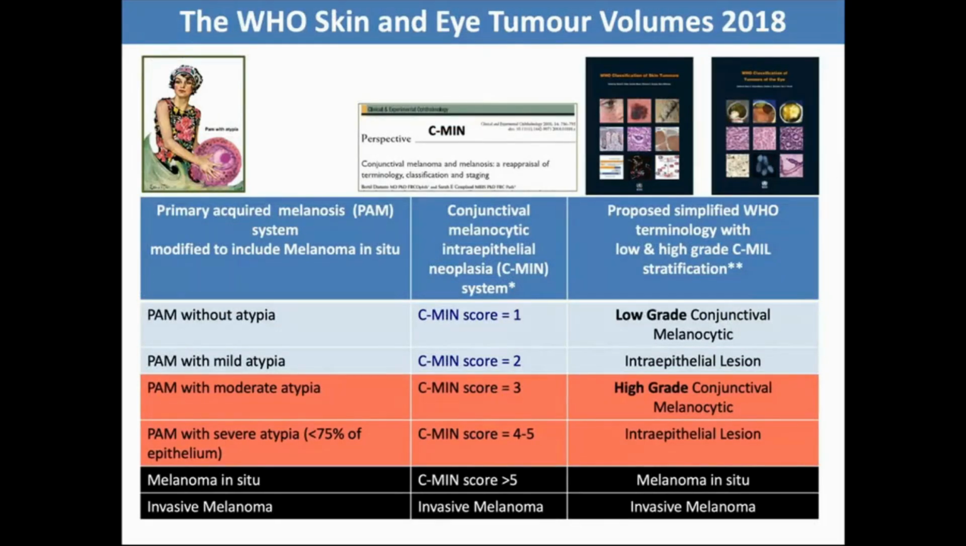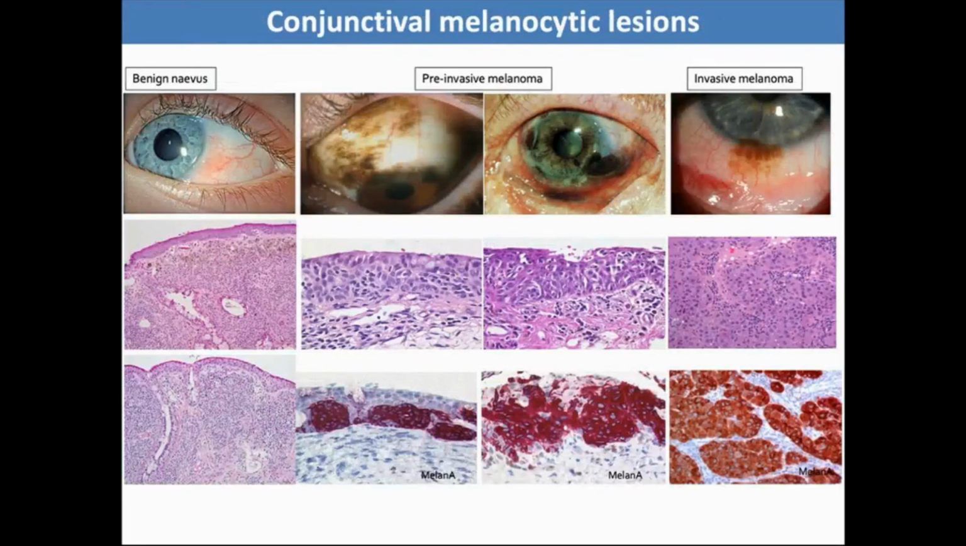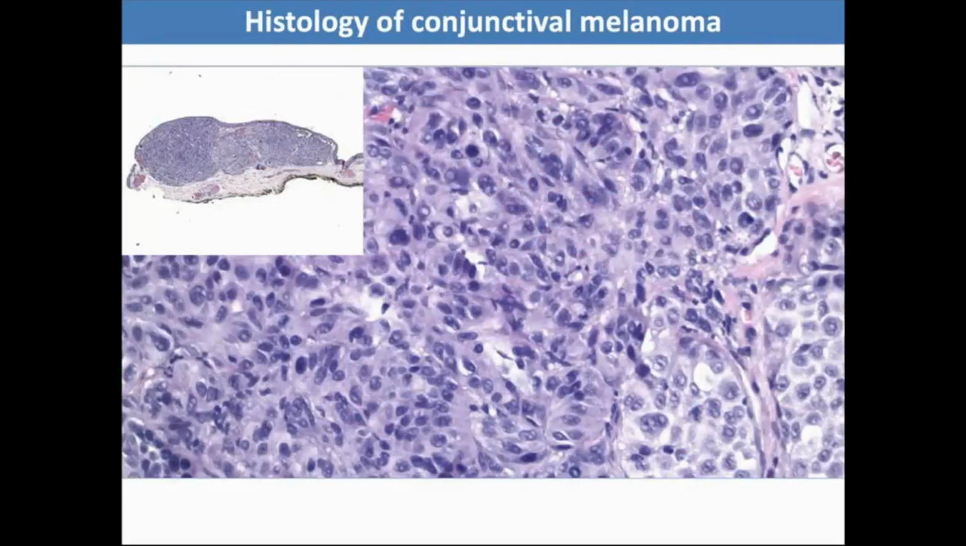In the meantime, the latest version of the WHO has taken on this grading system, however, has suggested to group the CIN scores of 1 and 2 into a low-grade group, 3, 4 and 5 into a high-grade group, and then scores above 5 as melanoma in situ, and then obviously invasive melanoma. So this was proposed in the latest version of the WHO, and it since has been validated via a number of multi-center studies. So just moving on to invasive melanoma, relatively rare but horrible tumors.